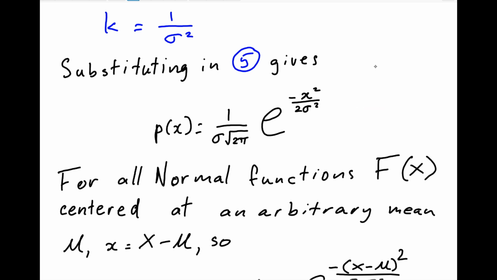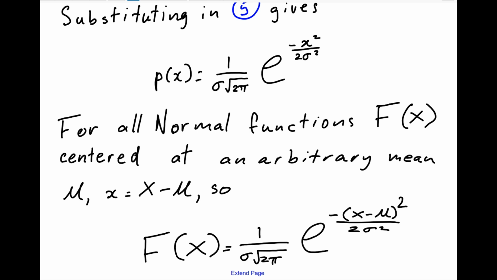And then we're just going to use the result that we described at the beginning, the fact that f of x minus k is just f of x translated k units parallel to the x-axis. It says for all normal functions, big F of x centered at an arbitrary mean mu, we replace our x with x minus mu. We're calling it big F of x, and it gives us 1 over sigma root 2 pi e to the minus x minus mu squared over 2 sigma squared.